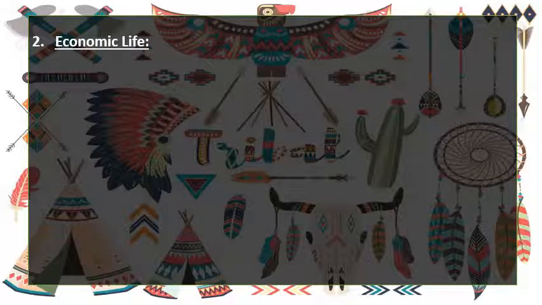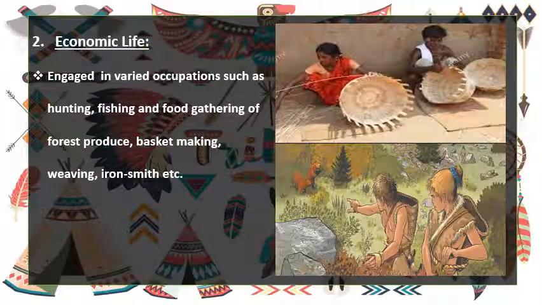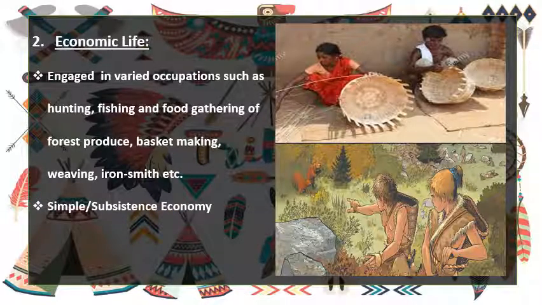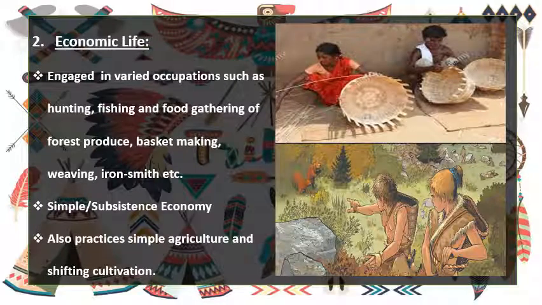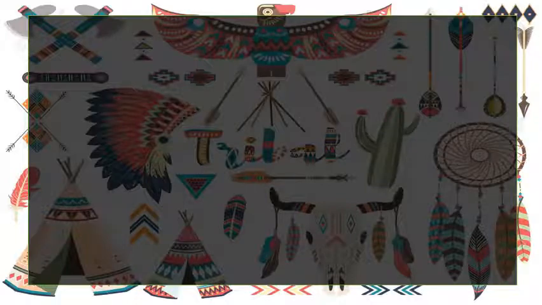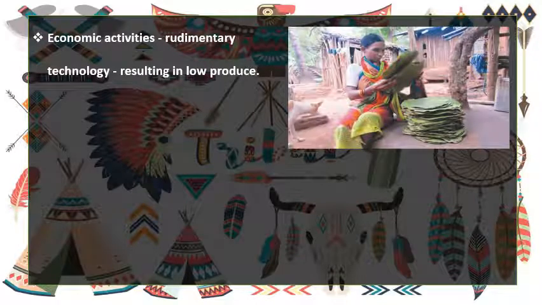Second characteristic is economic life. Tribal people are engaged in various occupations such as hunting, fishing, and food gathering of forest produce, basket making, weaving, ironsmith, etc. Tribal economy is simple economy, also called as subsistence economy. They also practice simple agriculture and shifting cultivation. Their economic activities are based on rudimentary technology which results in low produce.